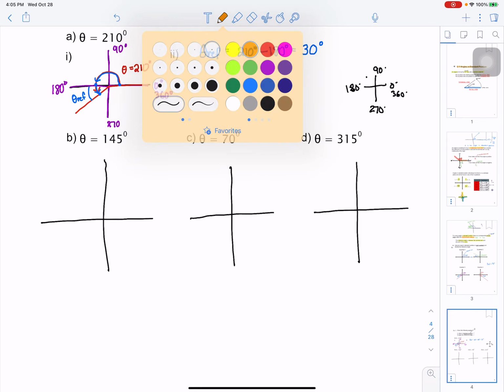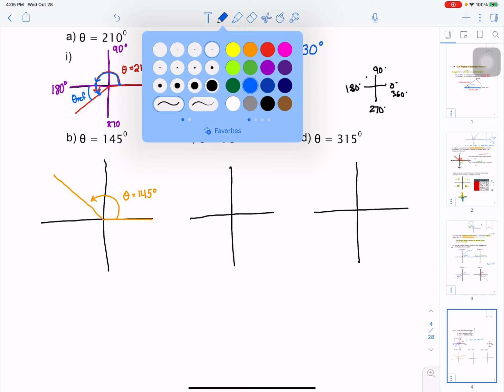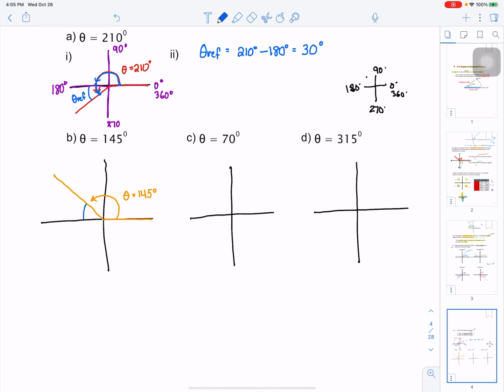So I'm going to start my angle on the positive x, land somewhere in quadrant 2. I'm just going to approximate it. There's my rotational theta, which they've labeled just theta. So my reference angle would be the angle from the terminal arm to the x-axis, and there's my reference angle.